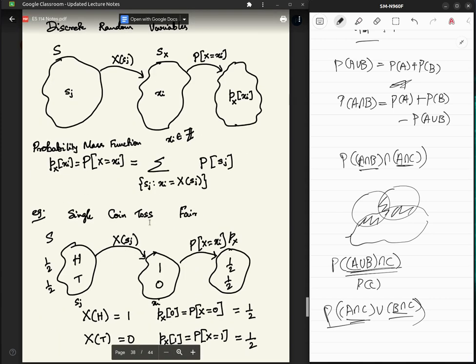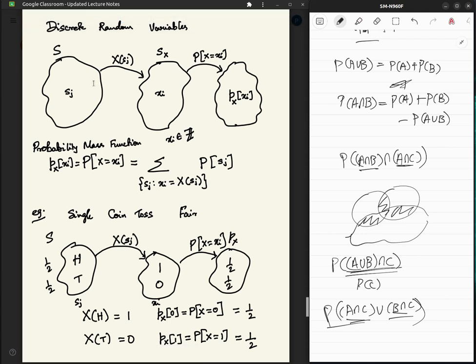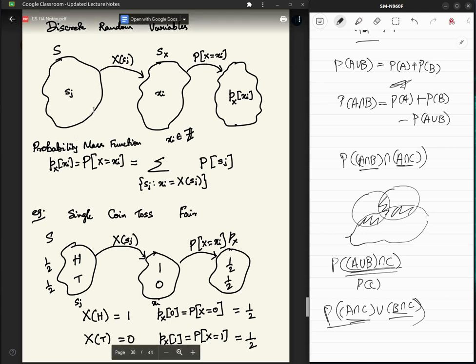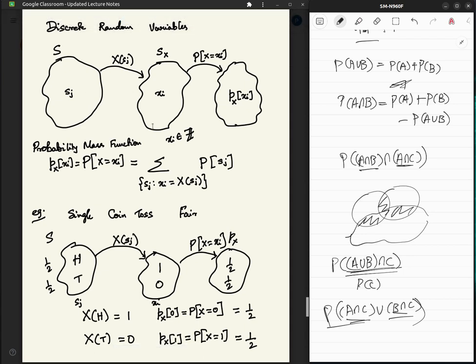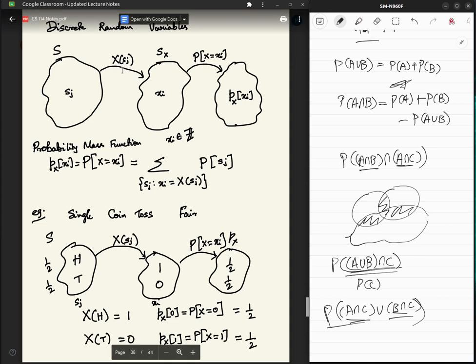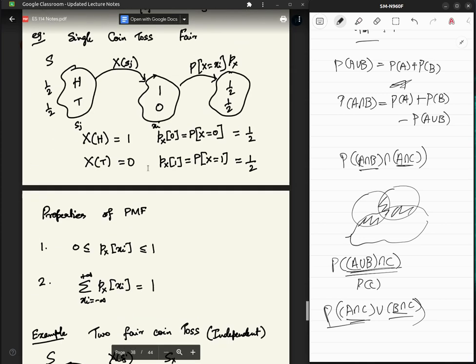Yeah. So X is a certain categorization of SJ outcomes. You could also have some other kind of categorization, where you apply some other map on it, capital Y of SJ, right?